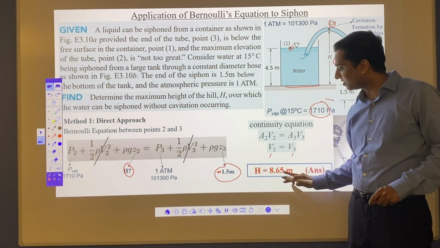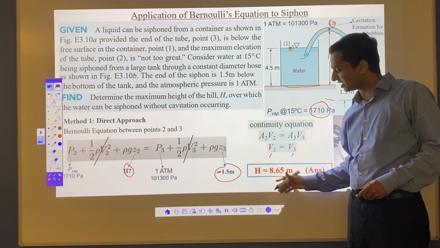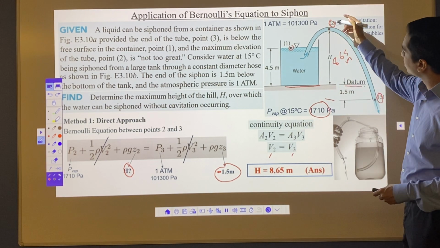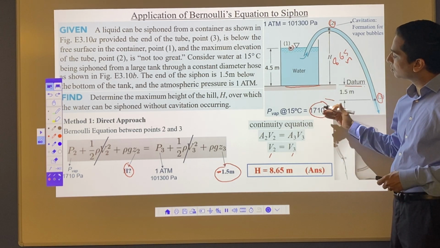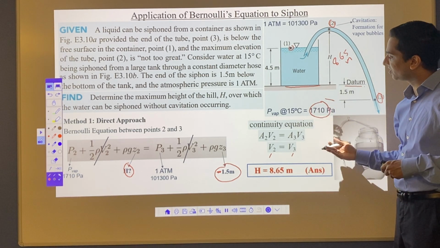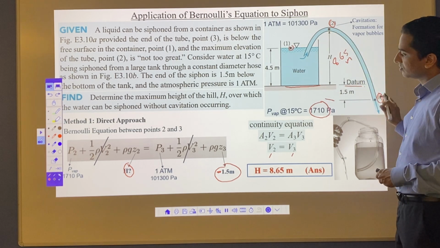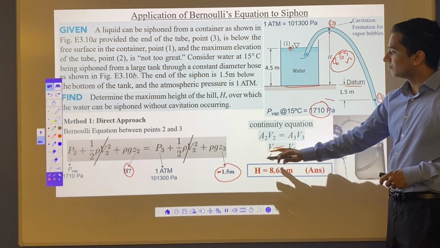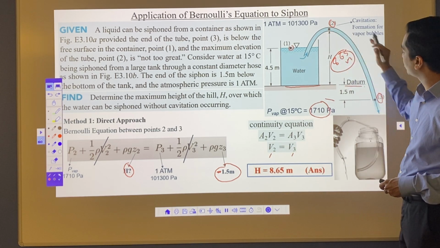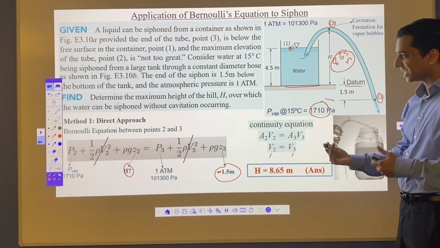If you go beyond 8.65, if you go 8.7, 8.8, 9 meters, then what's going to happen? The higher you go, this pressure is going to decrease. 1710 will go to 1650, 1600, 1500, vapor bubbles will form, and water will stop flowing. So that's the maximum height that you are going to get, 8.65 meters, by using Bernoulli's equation from point 2 and point 3. And that's how you solve the problem.